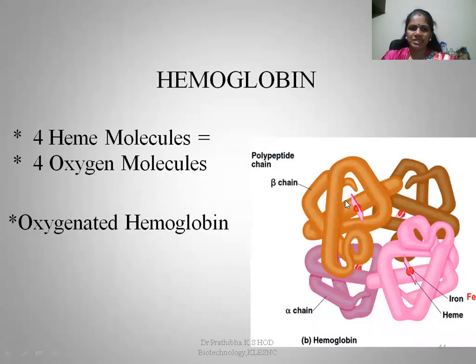Hemoglobin, we can see here the 4 heme molecules which can bind with 4 oxygen molecules, known as oxygenated hemoglobin. We can see here 2 beta chains and 2 alpha chains and iron heme can be seen here.